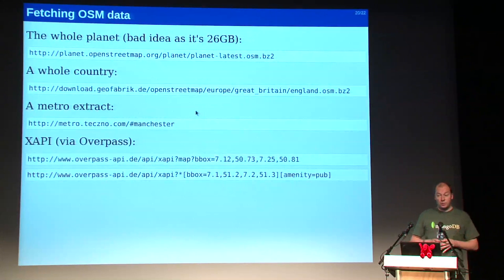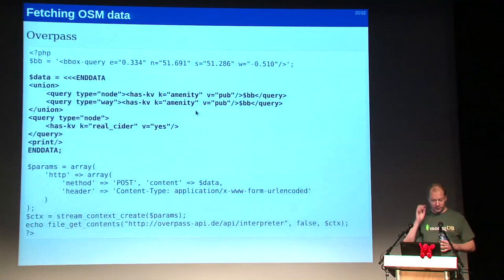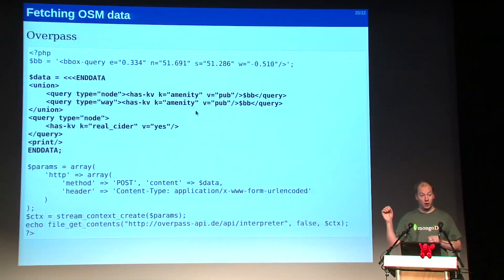And if you even want to do smaller parts or extracts that aren't there, you can use all kinds of different APIs to get to the data as well. And one of the most interesting ones, I think, is an API called Overpass. And Overpass allows you to do kind of queries on the data that is stored in the OpenStreetMap database. So for example, what I'm doing here is I'm querying for all the nodes, all the points, and all the ways. Sometimes pubs are mapped as buildings, which are ways.